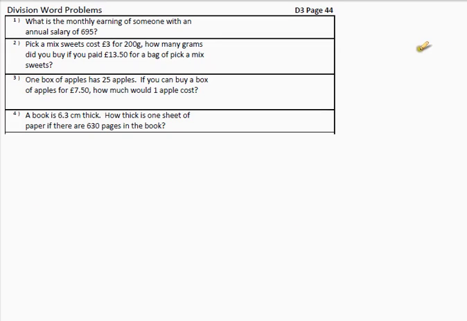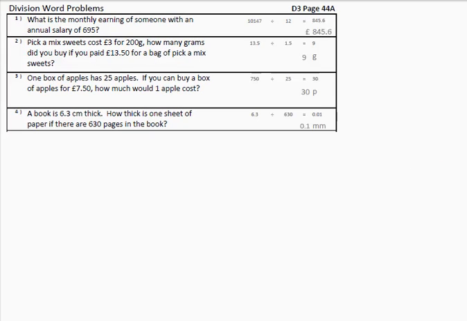We are going to end with word problems, as we do every time. So again, some practice for you in how they can ask you divisions in words. Okay, pause the video and you give that a go. There's your answers, please check them.